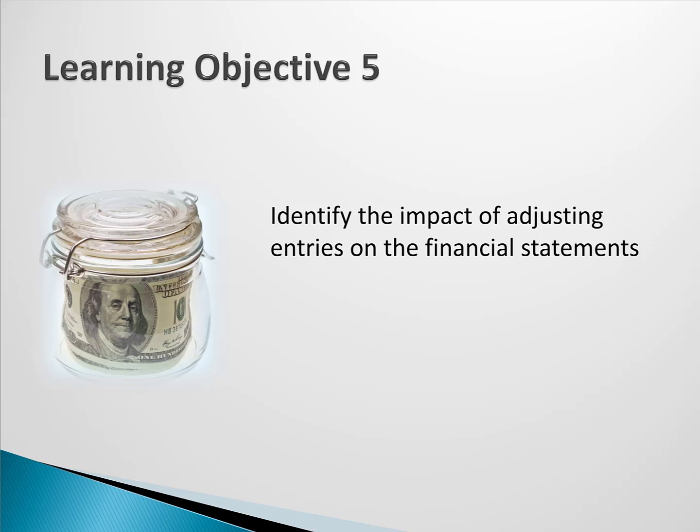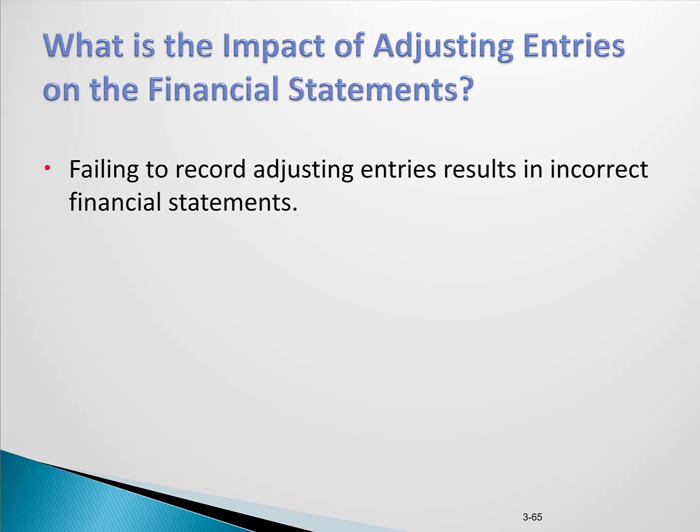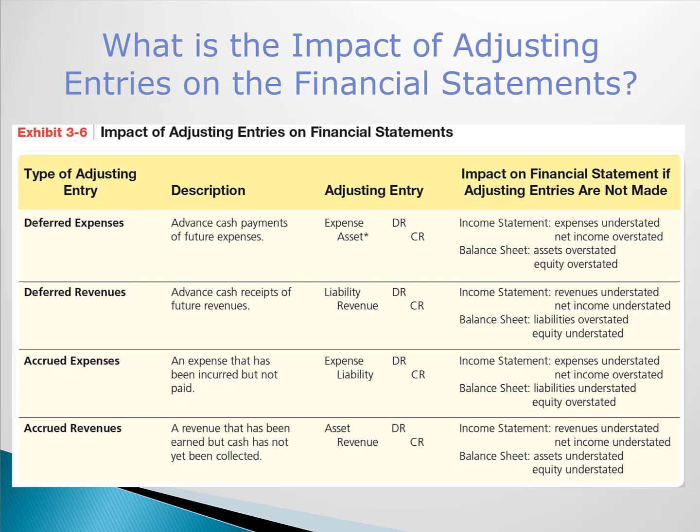Now let's look at the impact of adjusting entries on the financial statements. Failing to record an adjusting entry results in incorrect financial statements, like we said before. For example, if you miss just one single adjusting entry, both your income statement and your balance sheet are going to be incorrect. So here are the different types of adjusting entries, and on the far right column, here's the impact of forgetting to do the adjusting entry.